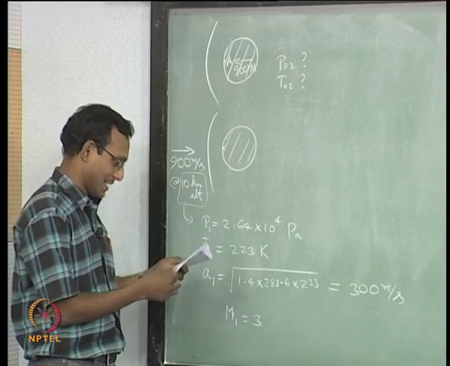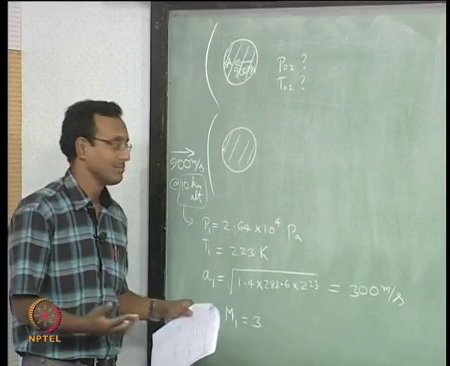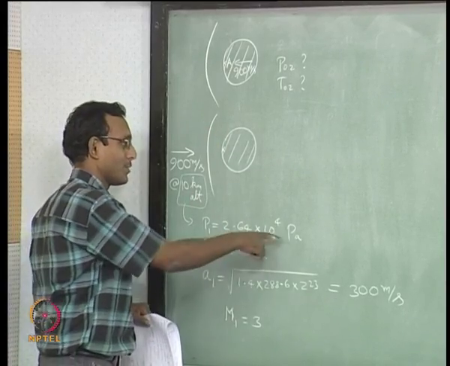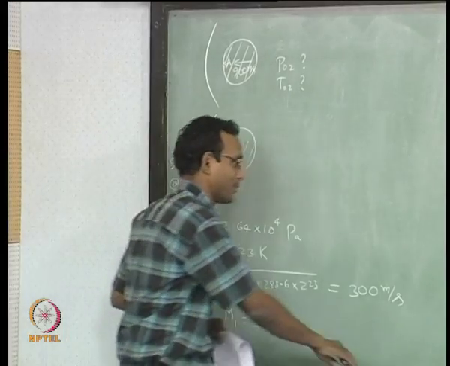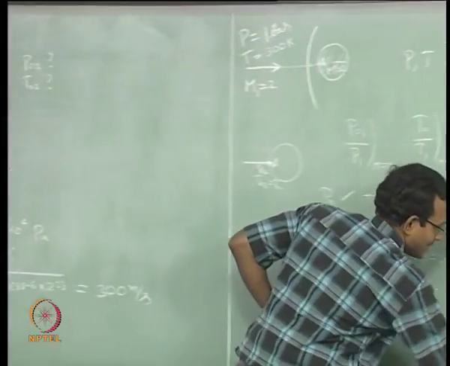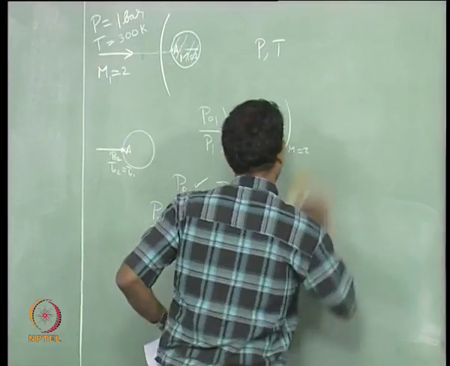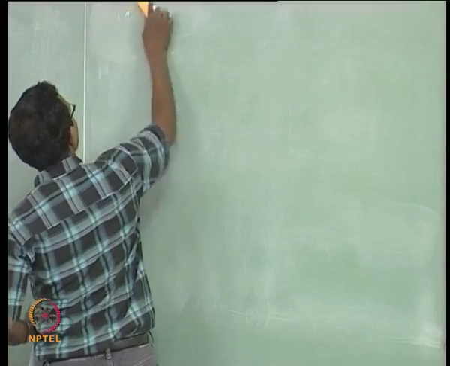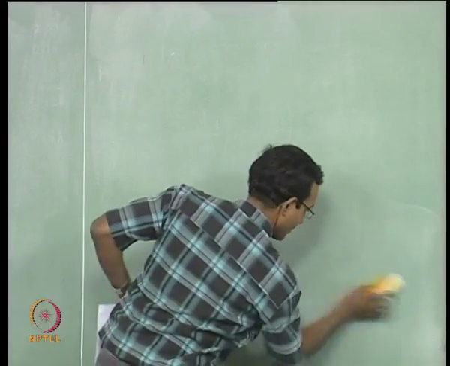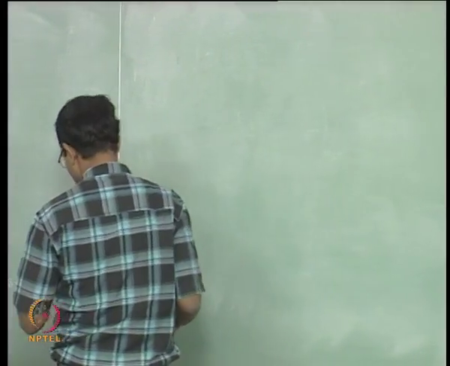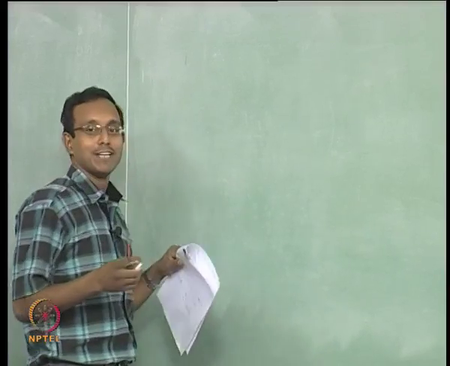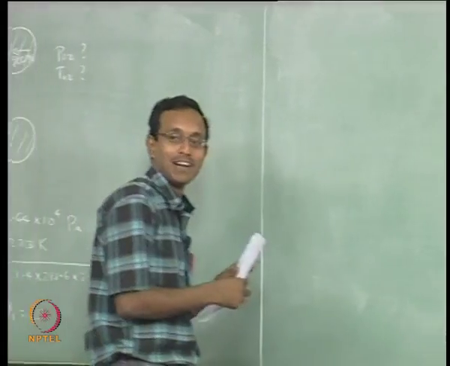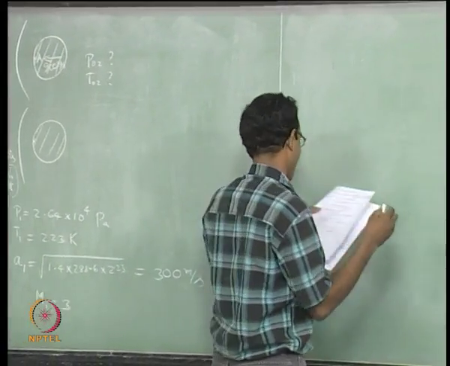Now, the problem is simple. I just need to find P02 by P01. I will get the answer directly, but I do not have P01 yet, I have P1. You have to find P01, but it is similar. Of course, I have my special tables where P02 by P1 is given. I can just multiply by P1 and I will get the answer. Let us say I do not go that path this time.